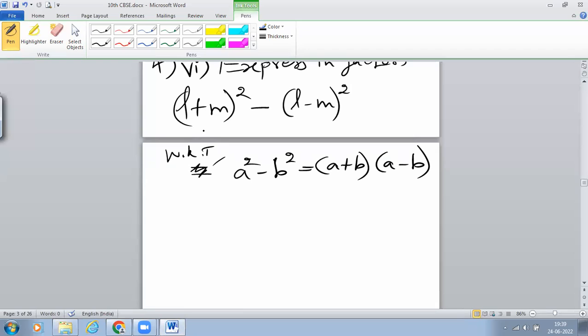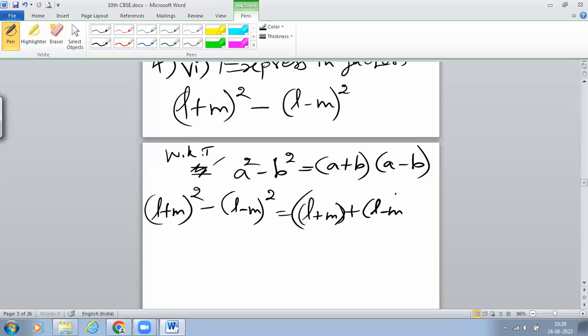Now using this identity, here we have (L plus M) the whole square minus (L minus M) the whole square. So in the place of A we have L plus M, and in the place of B we have L minus M. So we apply this formula. A plus B is (L plus M) plus (L minus M), into A minus B, which is (L plus M) minus (L minus M).